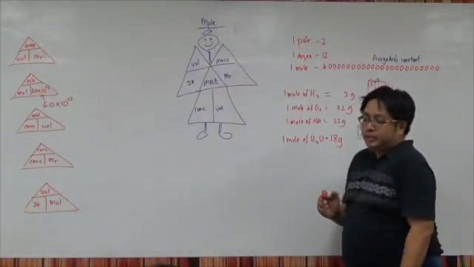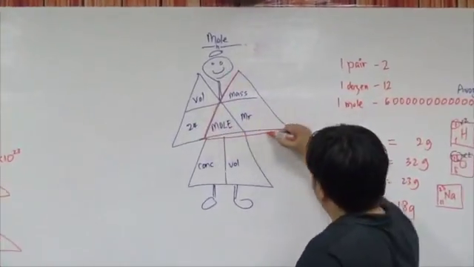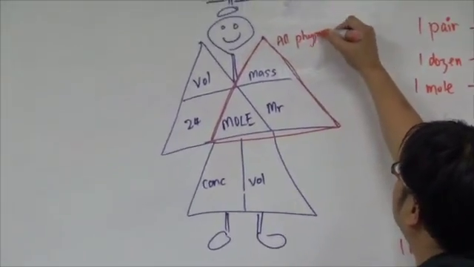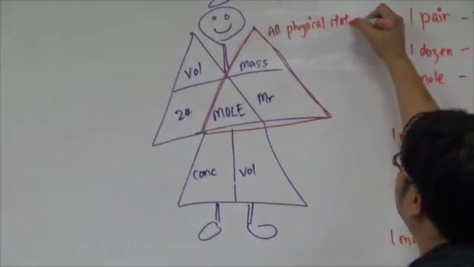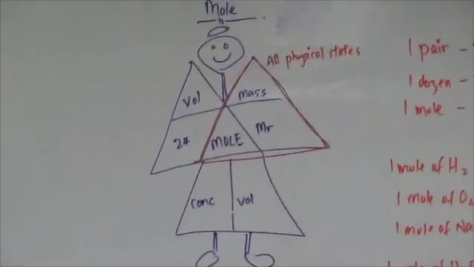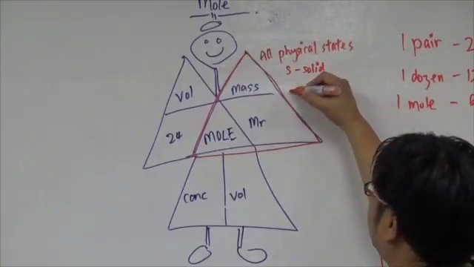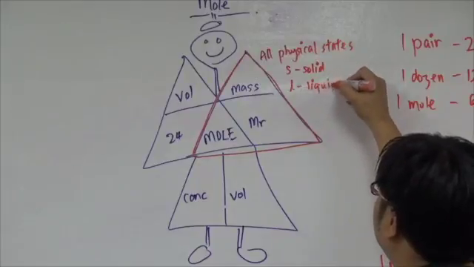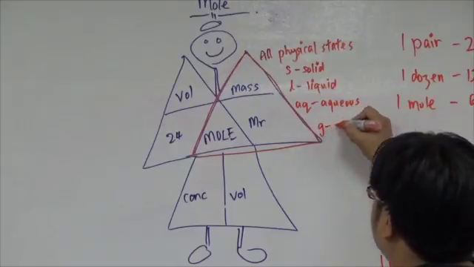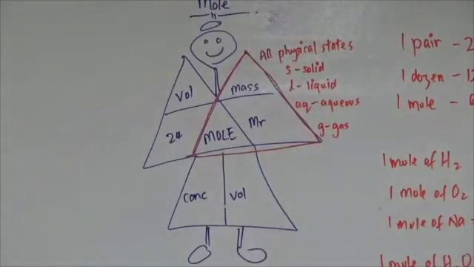Before I wrap it up, let me just go through the formulas one more time. This particular triangle can be used for all physical states. What do you mean by physical state? In chemistry, there are four physical states. There is solid, S, liquid, L, and there's another one called AQ, aqueous, and G is for gas. So this particular formula can be used for all physical states.